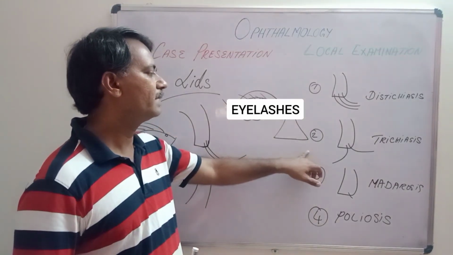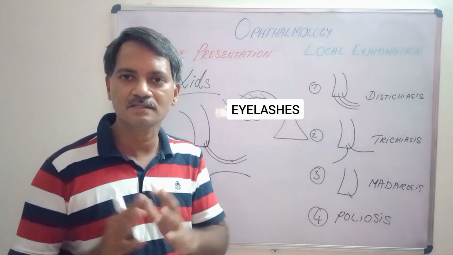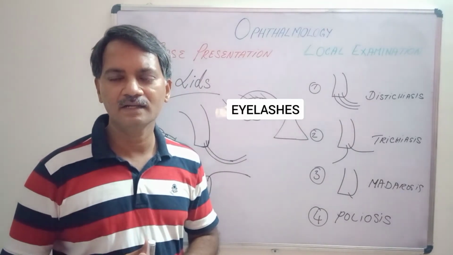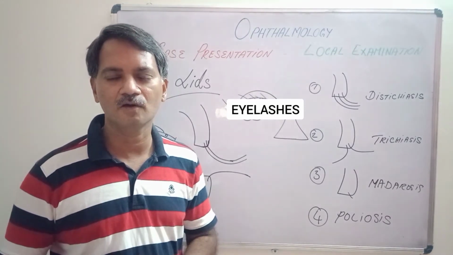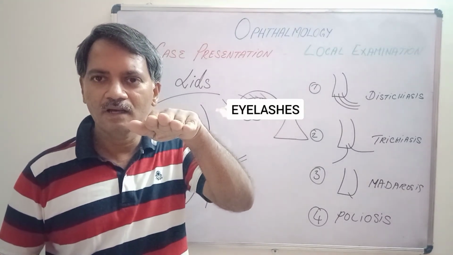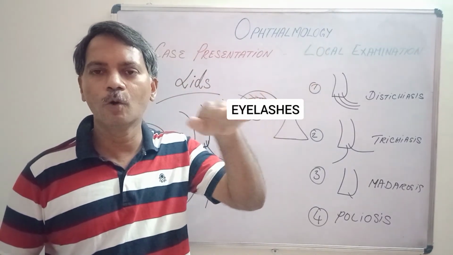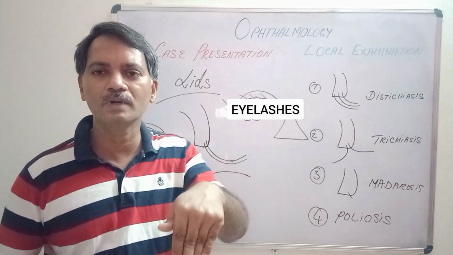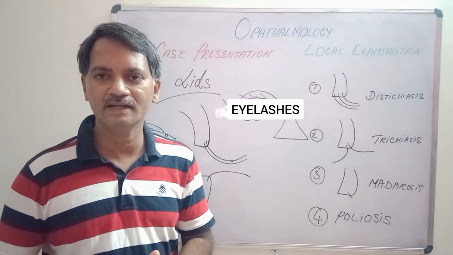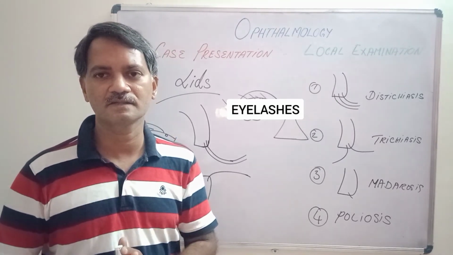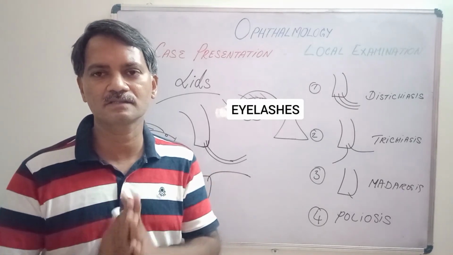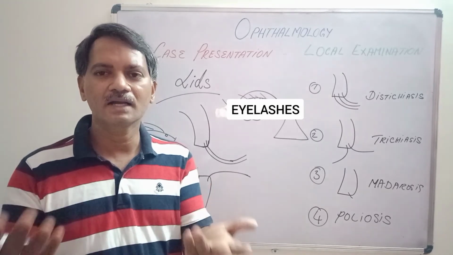The next abnormality with the eyelashes is trichiasis. Trichiasis means abnormally directed or misdirected eyelashes. Already we have said the upper eyelid lashes will be forward, upwards, and laterally. The lower eyelid lashes will be forward, downwards, and laterally. If this direction is changed, then that is called trichiasis. Trichiasis is usually seen in case of blepharitis, or it may be congenital.